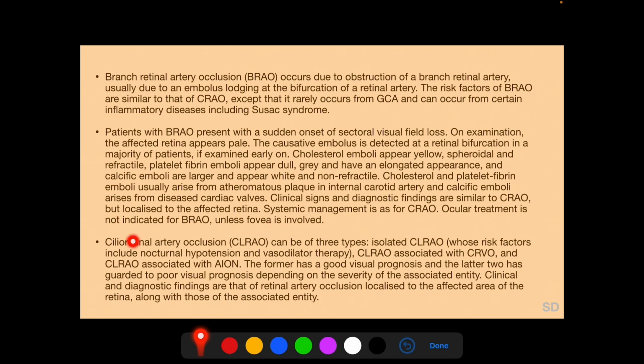Cilioretinal artery occlusion can be of three types: isolated CLRAO, CLRAO associated with CRVO, and CLRAO associated with AION. Isolated CLRAO has a good visual prognosis, but the latter two have guarded to poor visual prognosis depending on the severity of the associated entity, CRVO or AION. Clinical and diagnostic findings are that of retinal artery occlusion localized to the affected area of the retina, along with clinical and diagnostic findings of the associated entity, CRVO or AION.